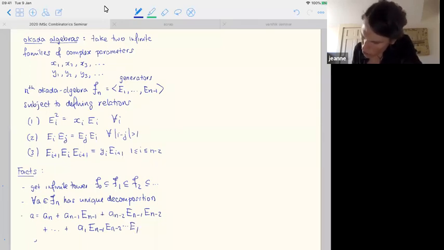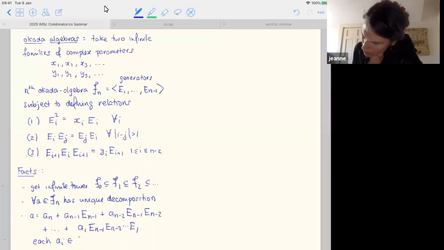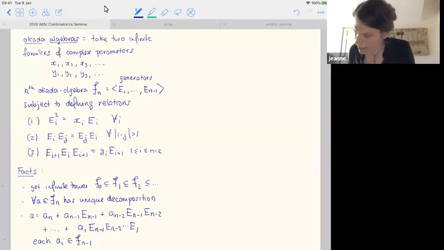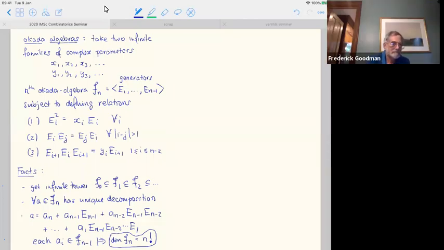Where each Ai here lives in the previous Okada algebra, so it lives in Fn minus one. Okay. So from this parsing, you can immediately conclude that the dimension of this Okada algebra is in fact n factorial.